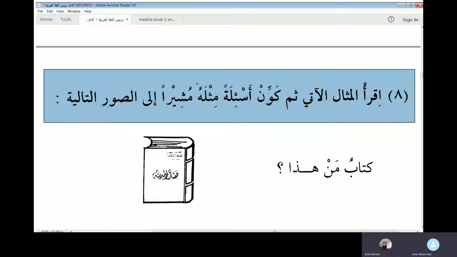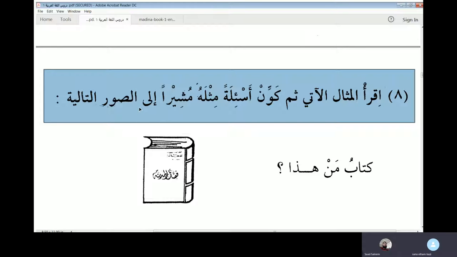As'ilatam mithlahu. So as'ilatam is questions. Mithlahu is like it, similar to it. Mushiran, you can say pointing, or related.